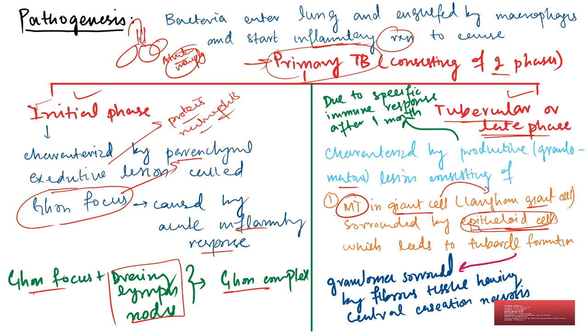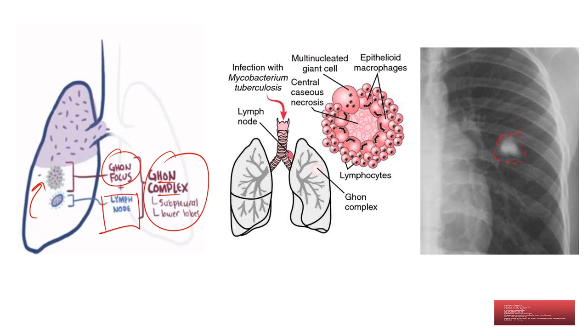And these Langerhans giant cells surrounded by the epithelioid cells lead to the formation of the tubercle. And what is a tubercle? It is a granuloma surrounded by fibrous tissue having a central caseation necrosis. Caseation necrosis, as you can see in this picture.